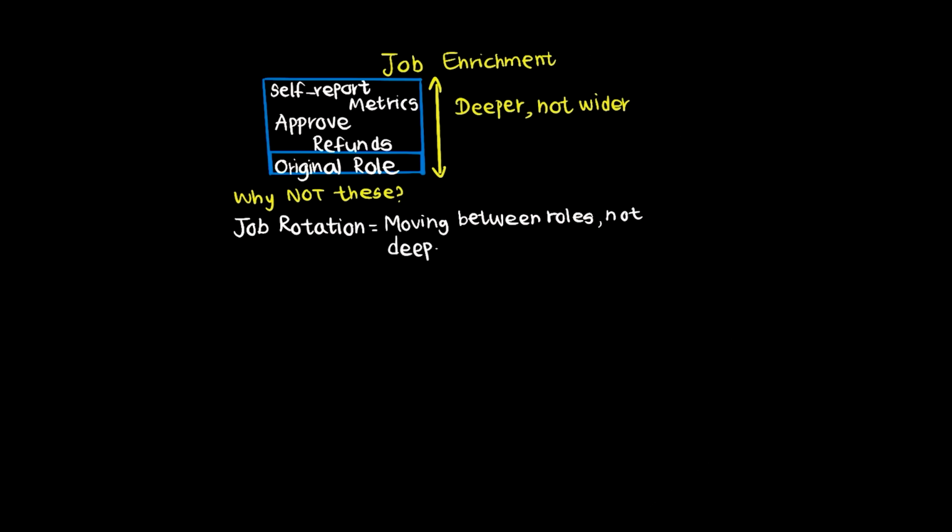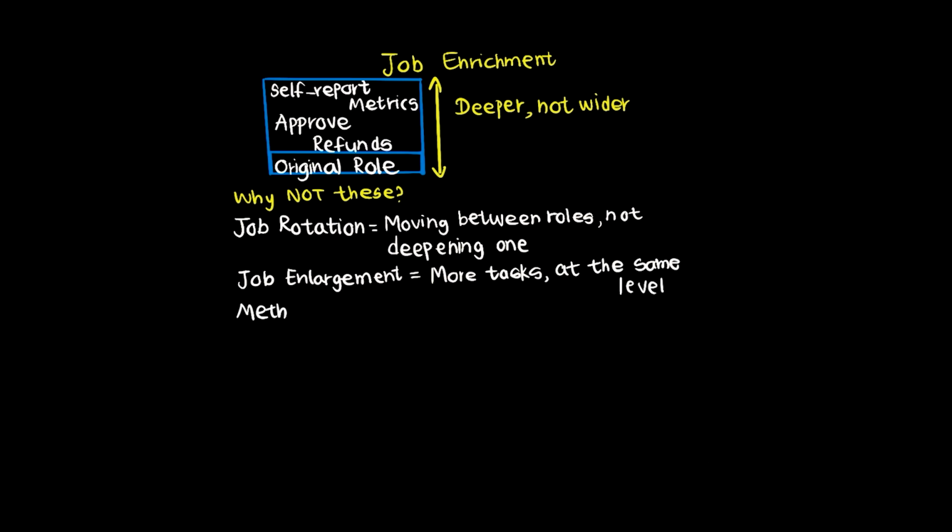Job enlargement adds more tasks at the same skill level to reduce boredom. Approving refunds and self-reporting performance metrics are higher level activities, not same level variety. Methods analysis is a systematic study of how work gets done to find efficiency improvements. It is an analytical technique, not a strategy for changing the level of authority or responsibility in a role.